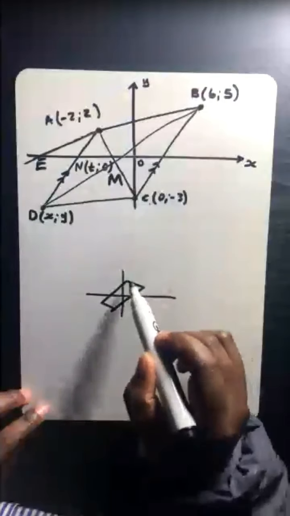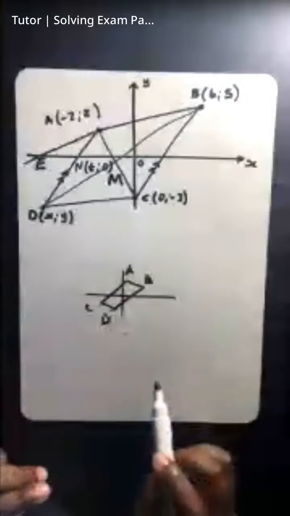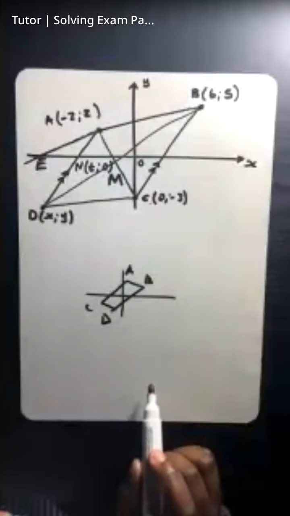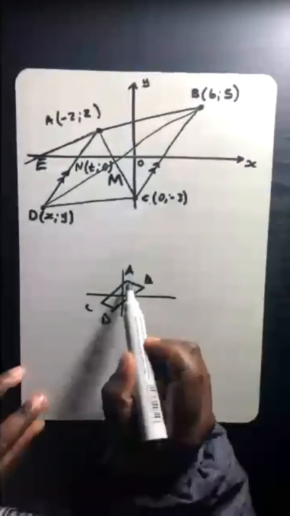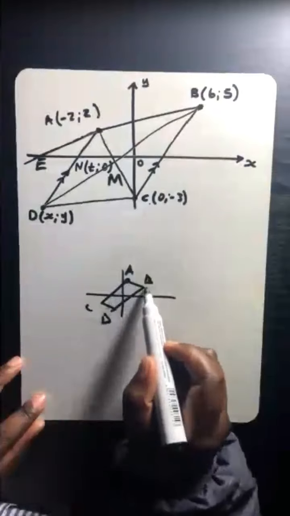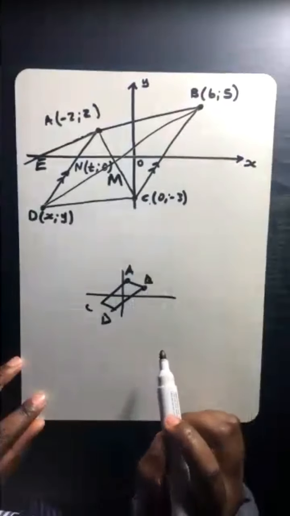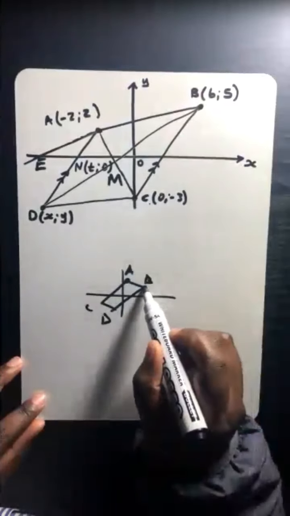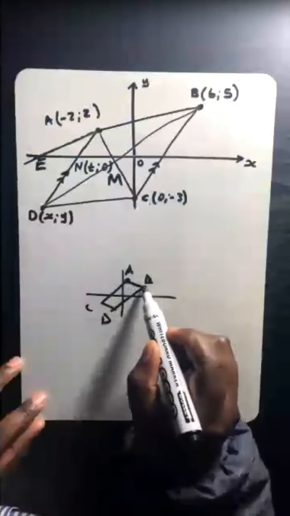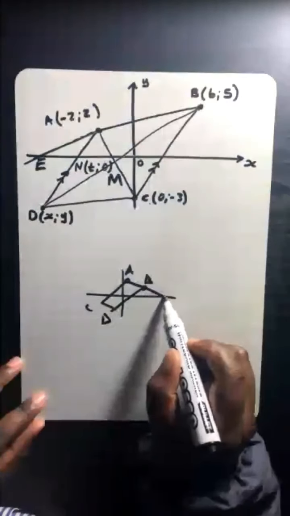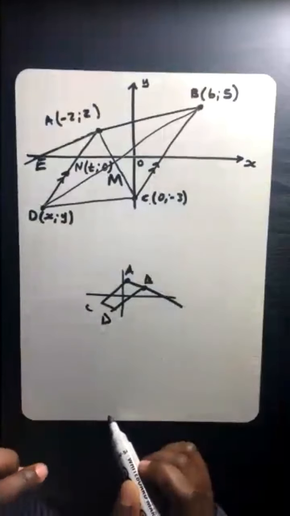Let's say this is A, this is B, C, D. So when they say something is being produced, let's say they say AB is being produced. That simply means you extend it along that same line. So you just produce it, then can you see it's been extended.